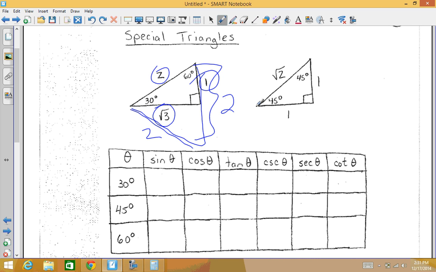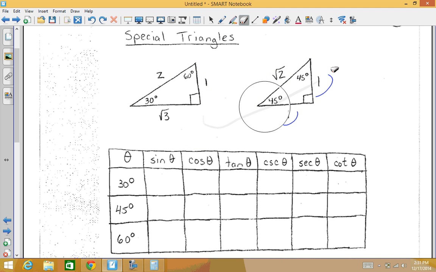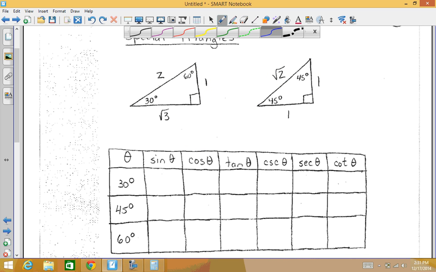Same thing over here. If we had a square with sides of 1, we have 1, we have 1. Then we use the Pythagorean theorem to find the diagonal, which would be the square root of 2. Okay, so that's where the sides came from. You really should have these memorized.